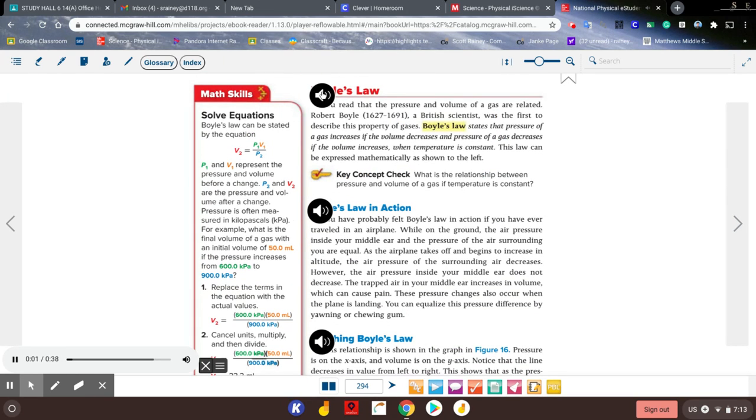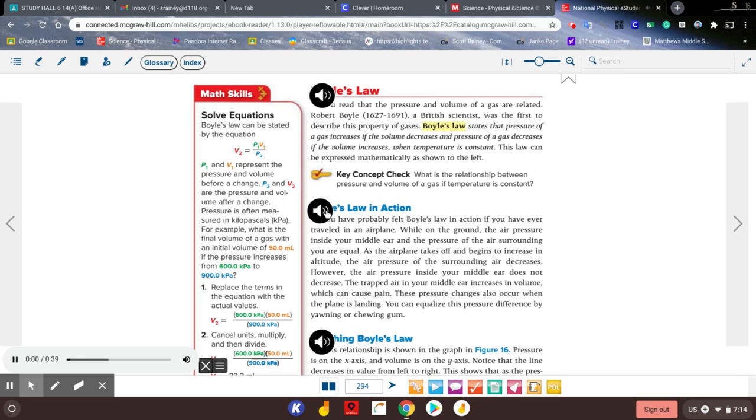Boyle's Law. You read that the pressure and volume of a gas are related. Robert Boyle, 1627 to 1691, a British scientist, was the first to describe this property of gases. Boyle's law states that pressure of a gas increases if the volume decreases, and pressure of a gas decreases if the volume increases, when temperature is constant. This law can be expressed mathematically, as shown to the left.